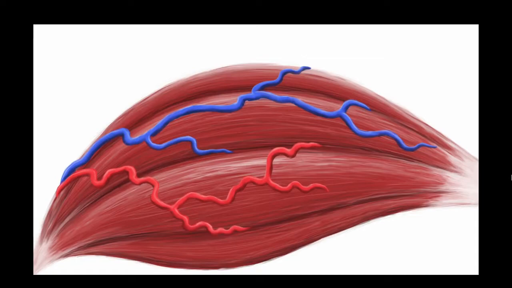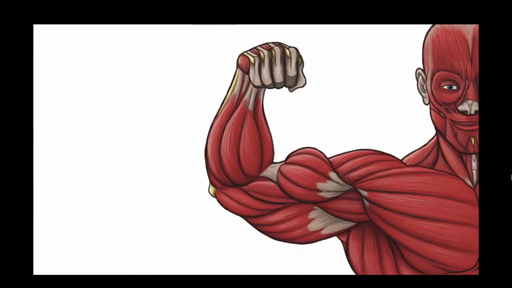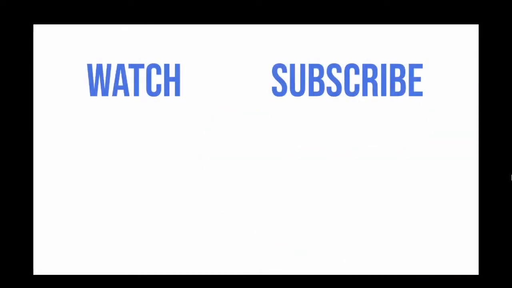Additionally, the blood vessels also increase in size, and the neurons form stronger connections to better contract the muscles, what we call muscle memory. And that is the process of hypertrophy and how your body builds muscle.